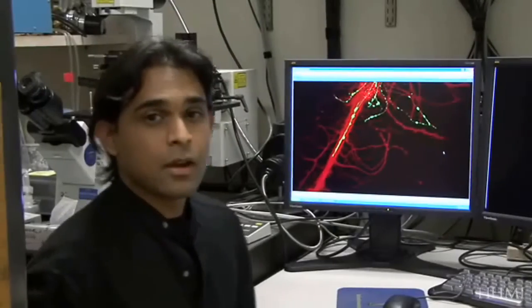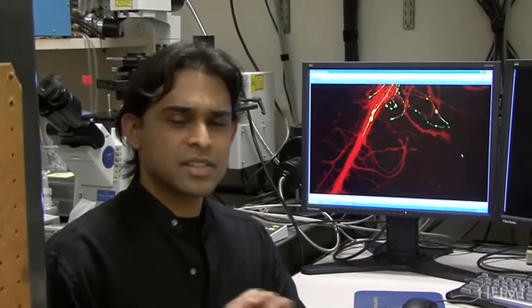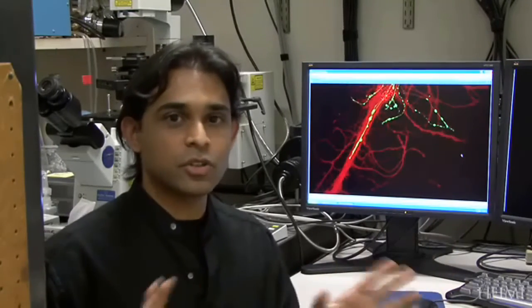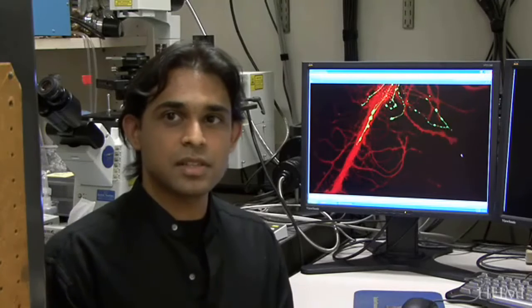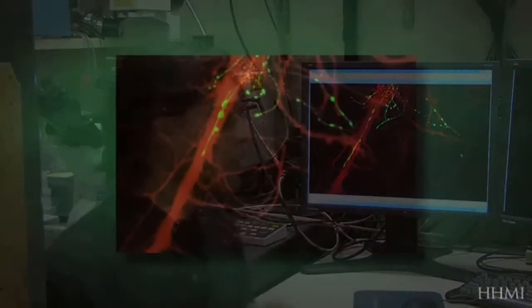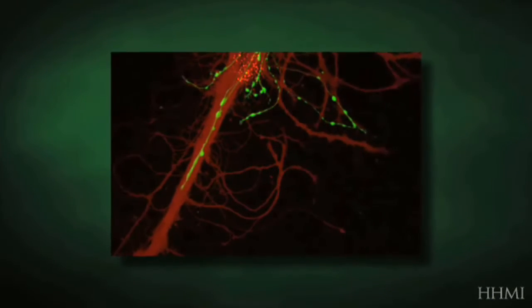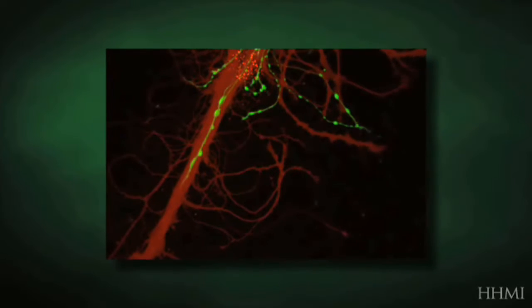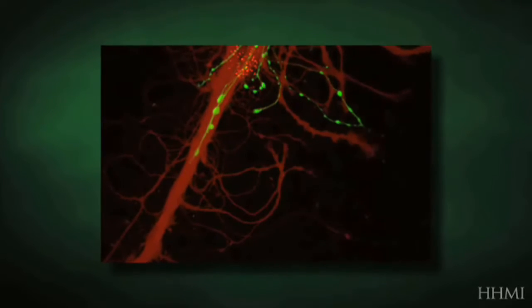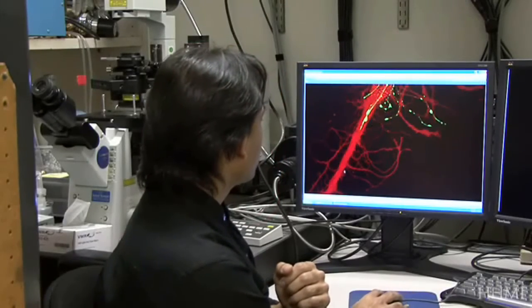Now, when we also provide the postsynaptic partner to the sensory neuron, that is, if we put the motor neuron right next to the sensory neuron, the sensory neuron stops growing in all directions, and it sends its processes specifically to that motor neuron. So what you're seeing here are sensory neurites in green and motor neurites in red. And you find that the sensory neurites grow along the motor neuron.